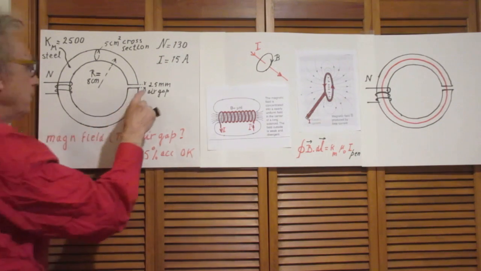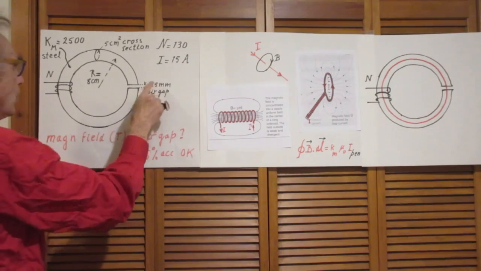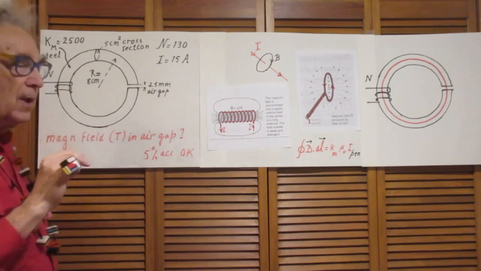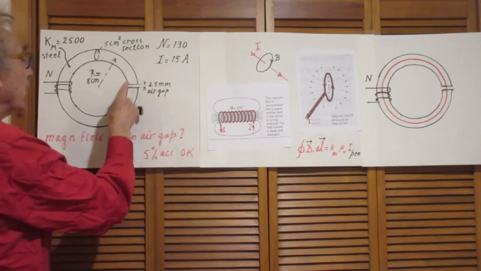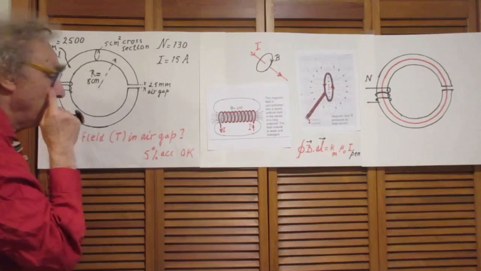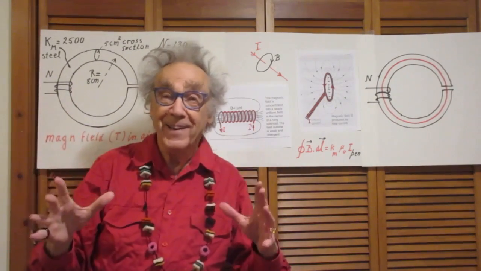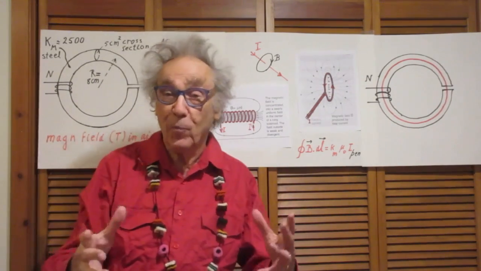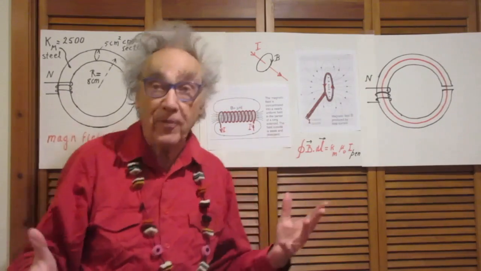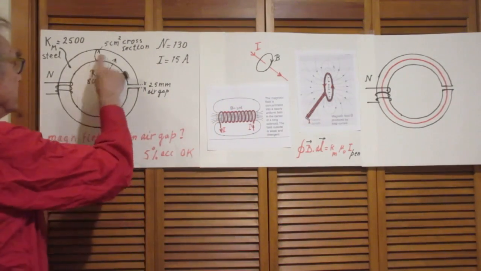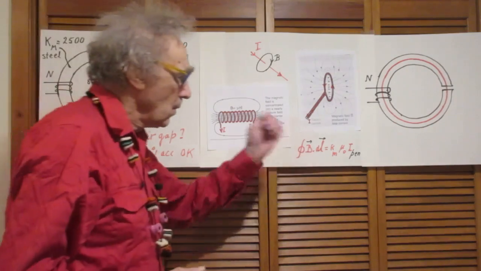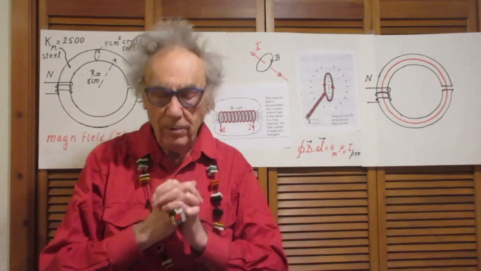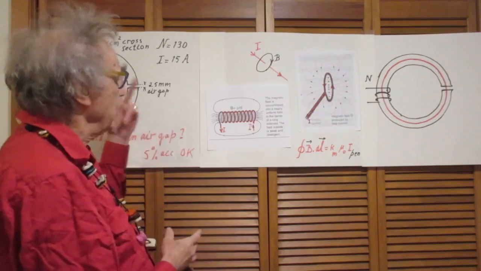I mentioned to you that because this air gap is so much smaller than this diameter, you can assume that there are no fringe fields. So there are no fringe fields here at the air gap. So that means that the magnetic field inside the steel will be the same as in the air gap. So I could have asked you, what is the magnetic field inside the steel? Same question. So we want the magnetic field strength in Tesla. Clearly, we're going to use Ampere's law, since we have a nice case here of symmetry.